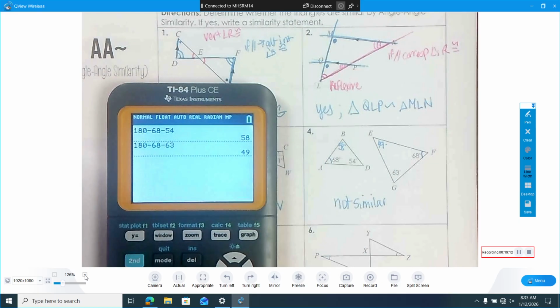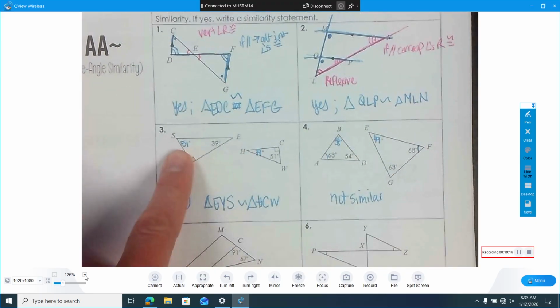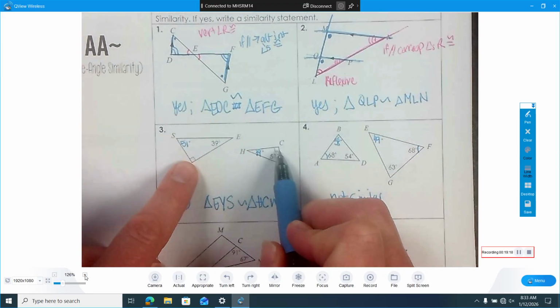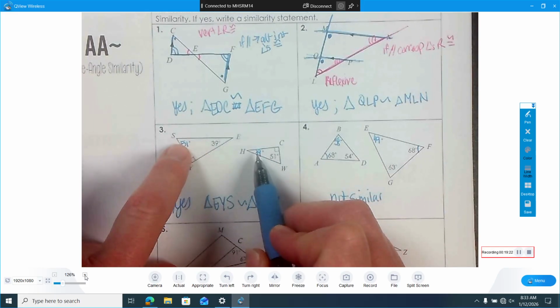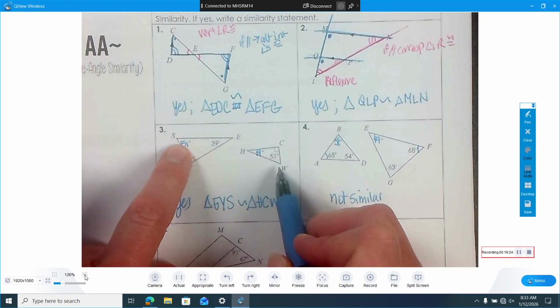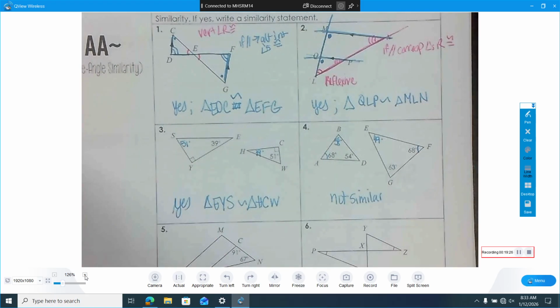But you do need to figure out the other angle measures. Just like this one, we had one 90-degree angle, one angle matched, and then the two didn't appear to match, but when you figured out the third angle, they do. All right, so you gotta pay attention.